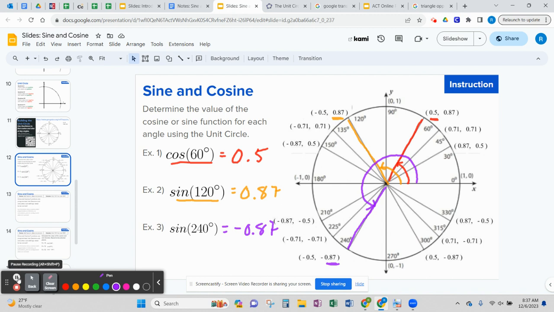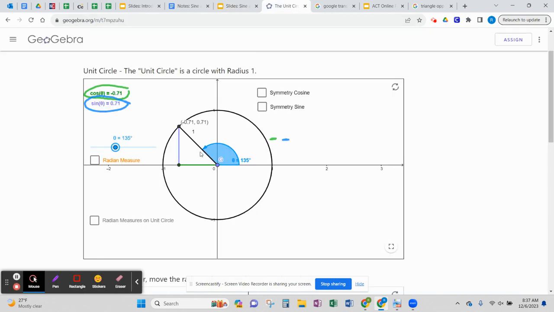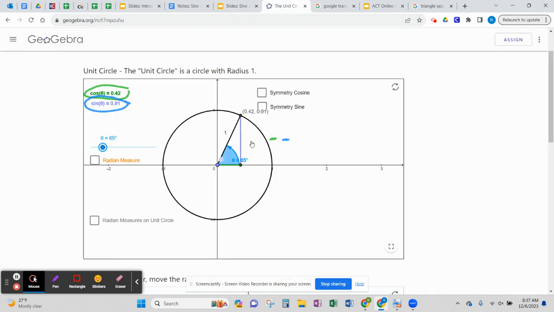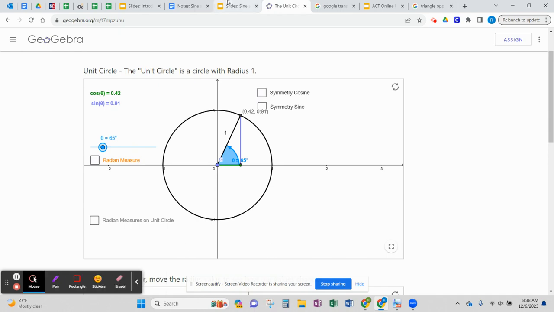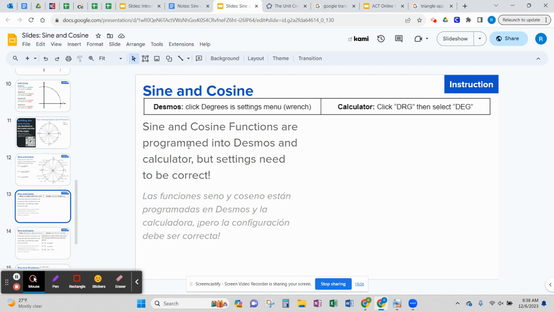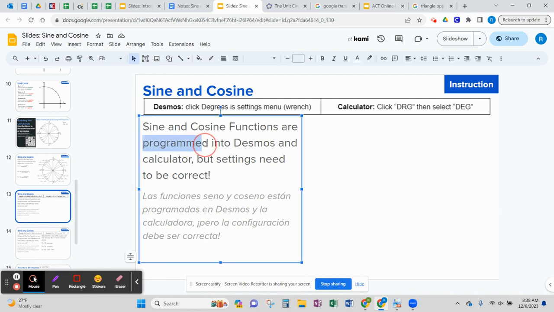Now, the unit circle shows some key values for all of our angles. But if we go back to GeoGebra real quick, we'll see that even though the angle, let's say 65, doesn't show up on my unit circle, it still definitely exists in real life. So these cosine and sine functions have values for every single angle. With the unit circle, though, we're mainly concerned about those key angles. However, Desmos and our calculators have sine and cosine functions programmed for everything.